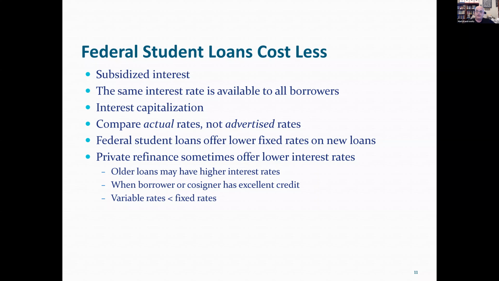If you have excellent credit, you may be able to get a lower interest rate on a private refinance than on a new federal PLUS loan. There's enough wiggle room there where the interest rates on federal PLUS loans are a little bit higher than what borrowers can get on a private student loan. For the federal Direct Stafford loan, it's always cheaper than on a private student loan. And variable rates may be initially lower than the fixed rates on a federal loan.